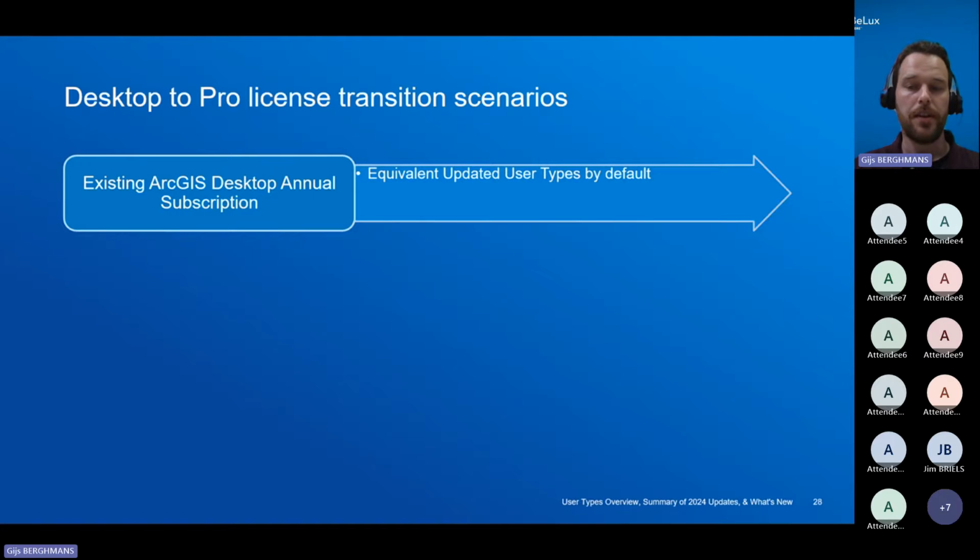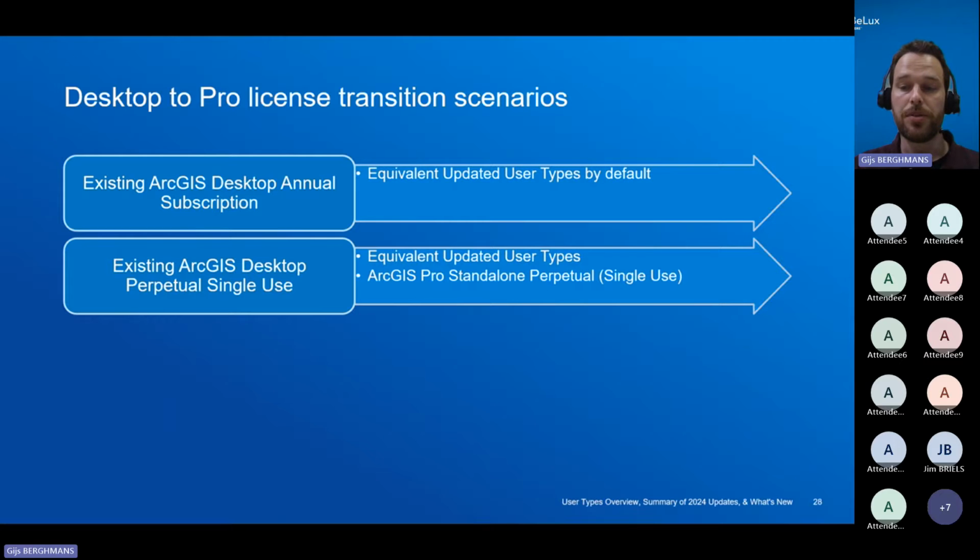First example is an existing ArcGIS Desktop annual subscription. By default, customers with this contract will be quoted an equivalent updated user type. So this will be a Creator or a Professional Plus user type. Of course, that will depend on the ArcGIS Pro license level that you need.